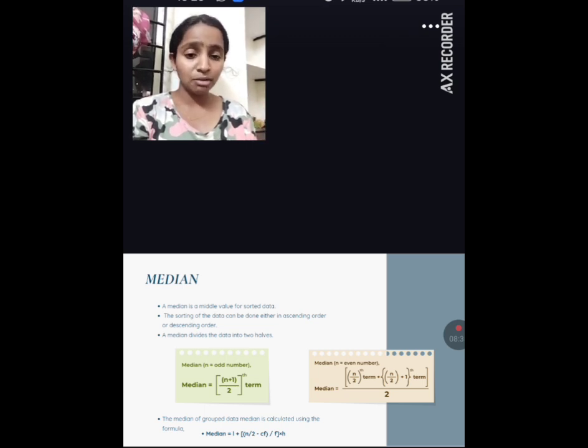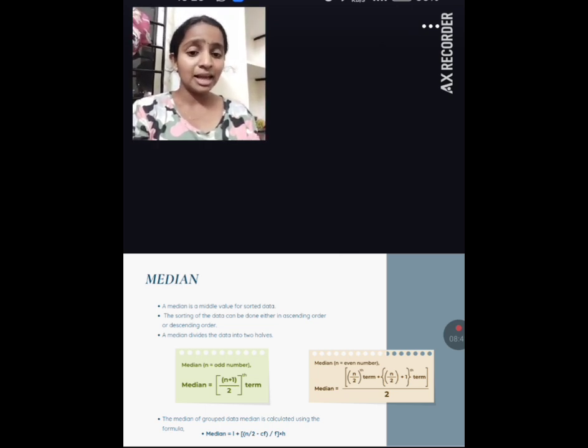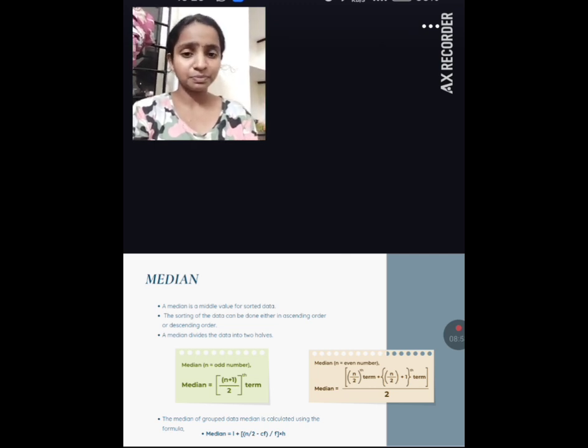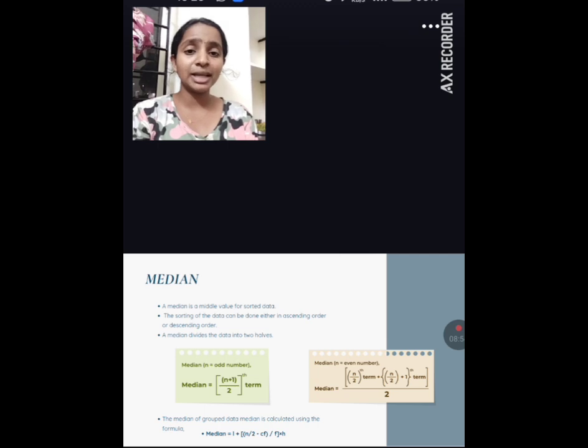N by 2 we have already found. CF is the cumulative frequency of the class that is preceding the median class. F is the frequency of the median class, and H is the class width. So this is how we will find it for grouped data. Now let us move on to an example.